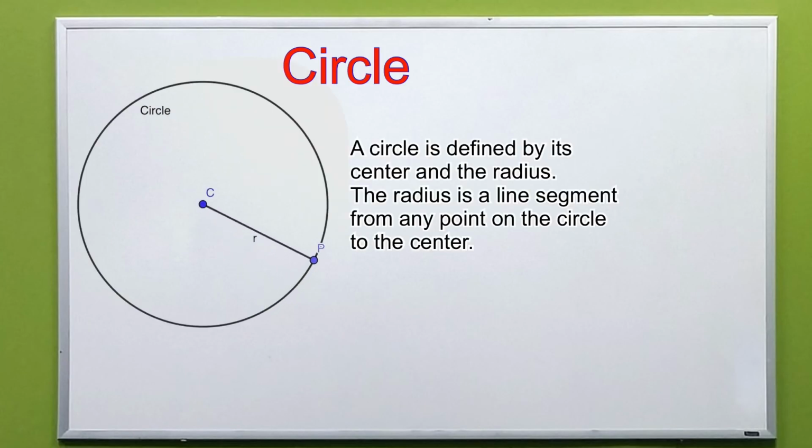A circle is defined by its center and the radius. The radius is a line segment from any point on the circle to the center. We name a circle based on the letter assigned to its center. In the given example, we have circle C, with line segment CP as the radius.